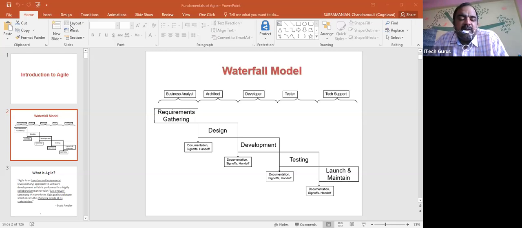Throughout this class, we'll refer to the waterfall methodology as the traditional method, because this is what we have been following from the 80s or 90s onwards. So we'll be referring to this as the traditional methodology. Don't confuse the traditional methodology and waterfall. It's all one and the same.